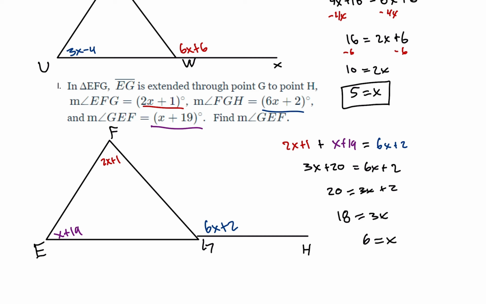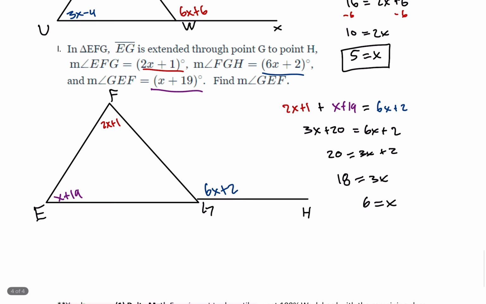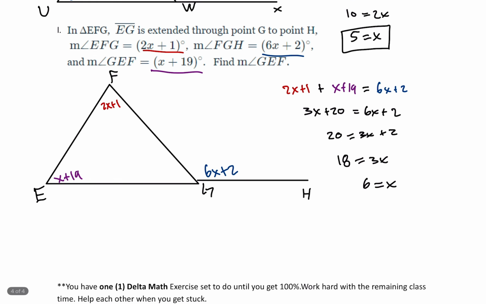However, that's not my answer because it is asking me to find the measure of GEF. We said that that was this angle right here. So what I'm going to do is take what I know x to be and plug it in right over here. So I've got x plus 19, or in other words, 6 plus 19 is equal to 25. And 25 is my answer.